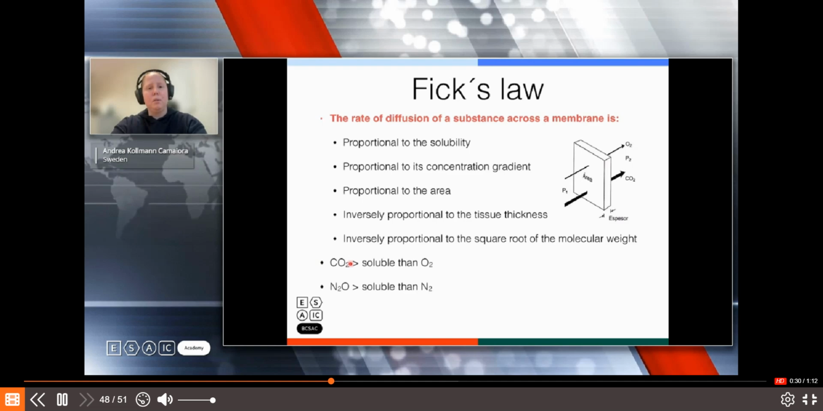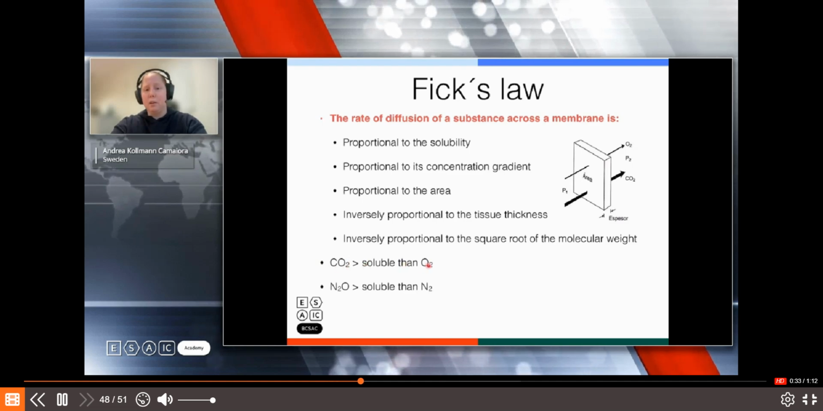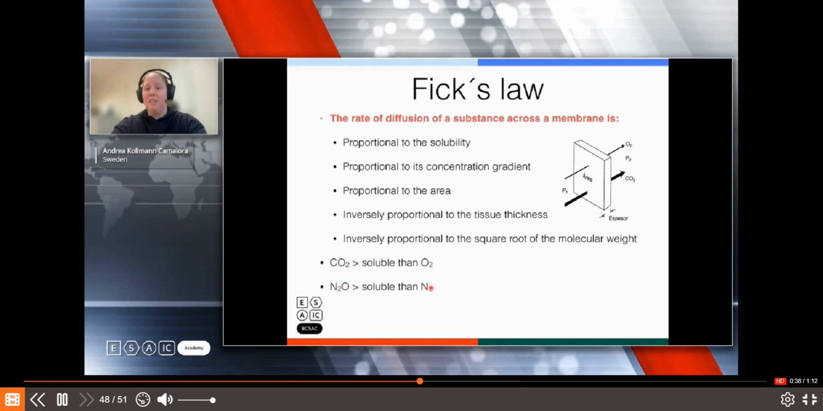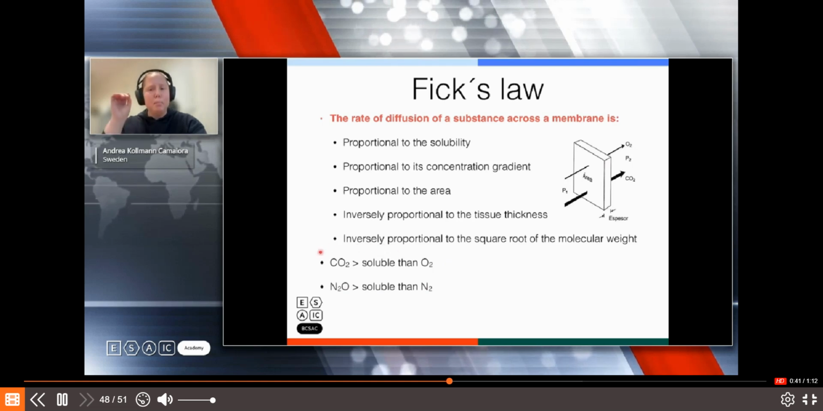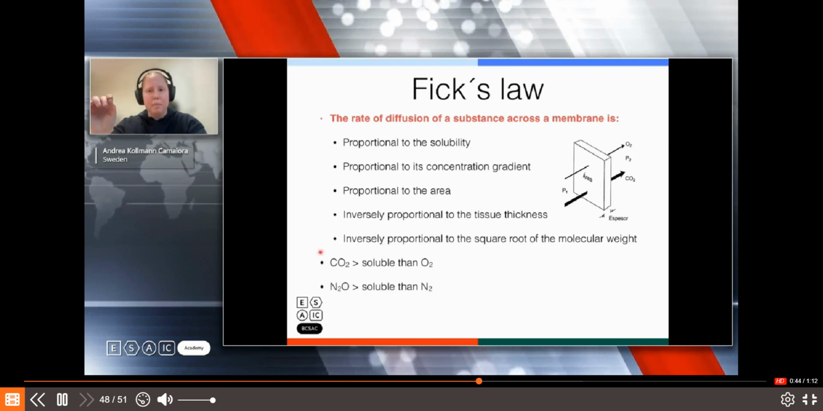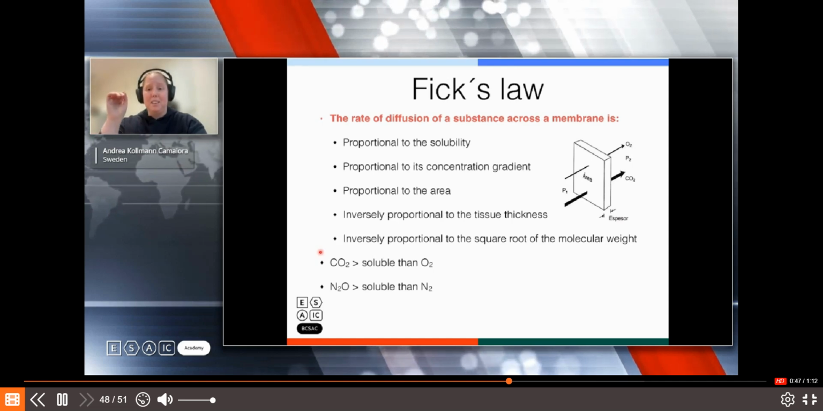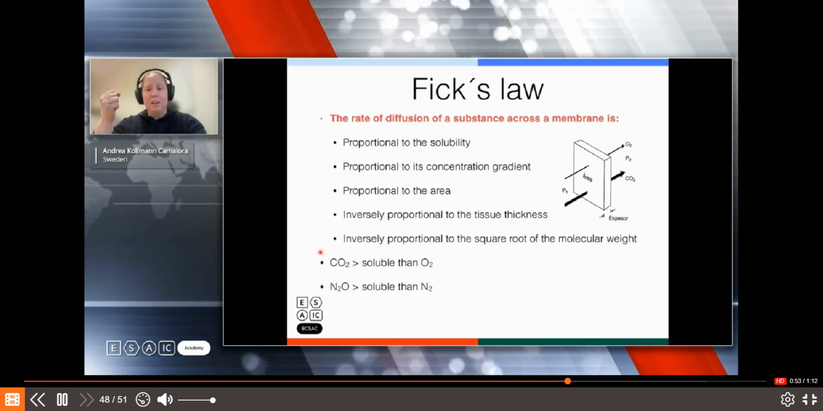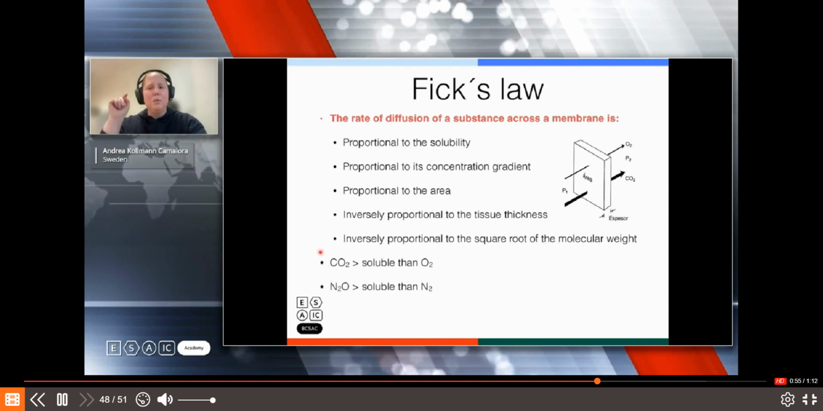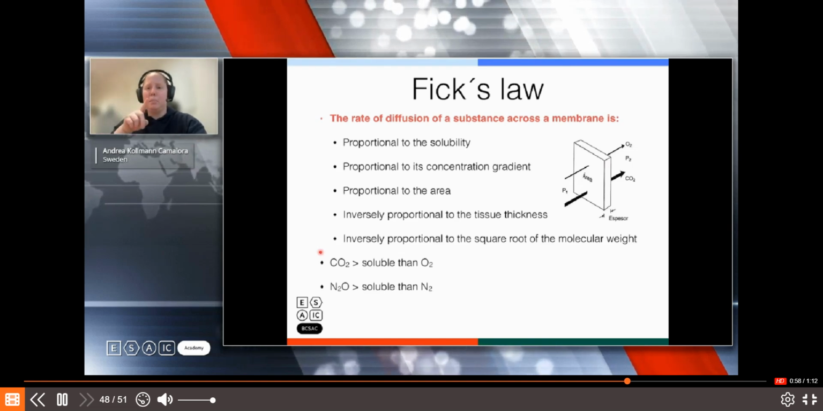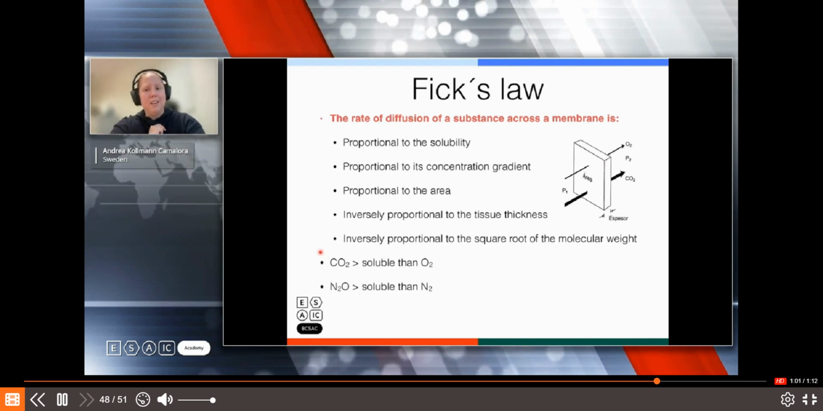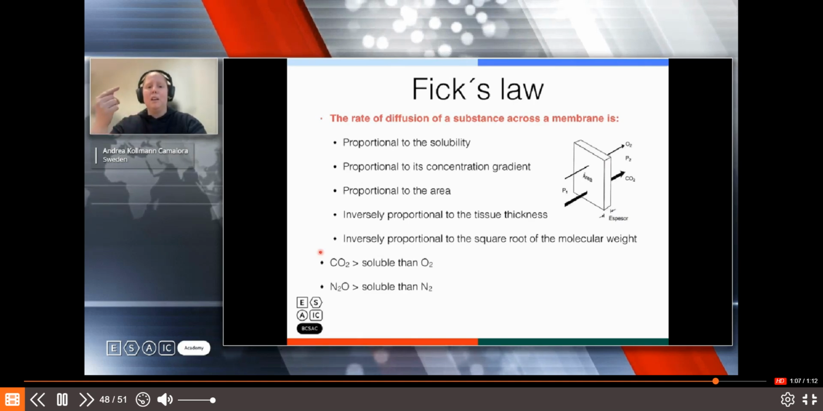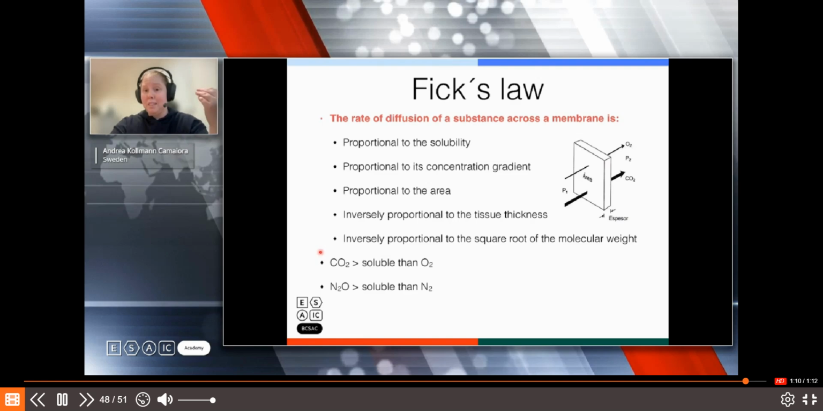And for example, CO2 is more soluble than O2. And N2O is more soluble than N2. And this is very, very important to remember for the exam. Because, for example, in asthma patients with the thinner airways, you need to explain in the two phases of the asthmatic crisis, at the beginning and at the end, in which one you have retention of CO2. Do you have it at the beginning or do you have it at the end? And it's related to the solubilities and how much the patient is hyperventilating.